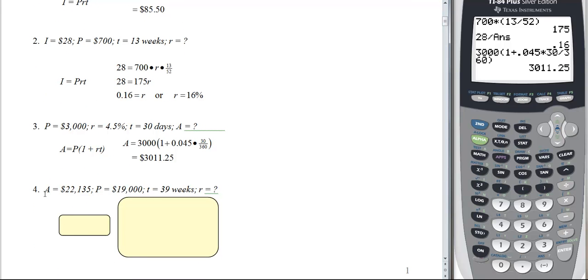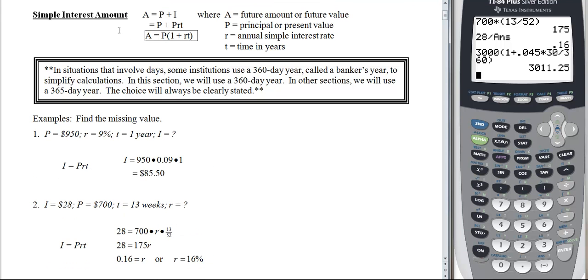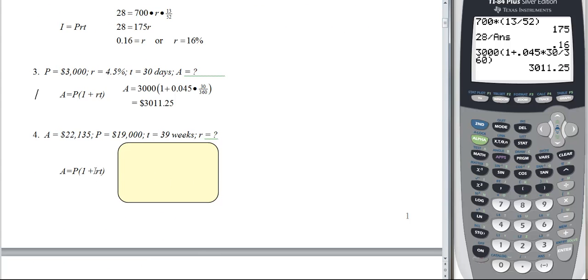So I've got my future amount, I've got my principal, my time, they want the interest rate again. Alright, so the only formula I have that has all of those would be the simple interest amount formula. That one right there. So let's go plopping. My A would go here, there's P, and my T, 39 weeks. That would be 39 over 52.